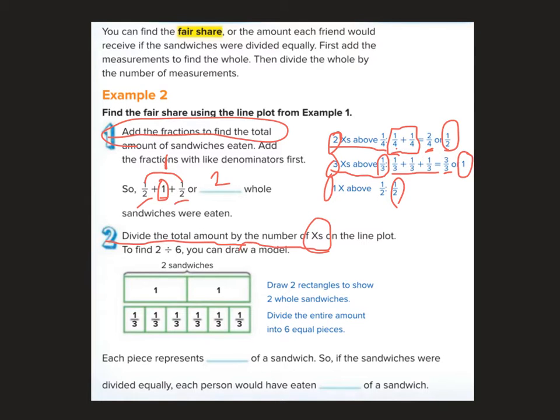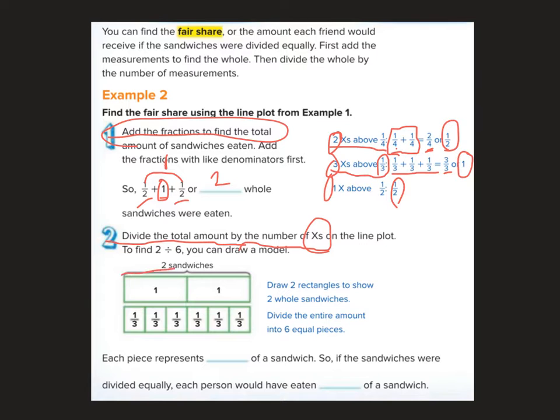So how would we be able to split it so that they would each get the same amount? That is what fair share means, right? If I have 2 foot-long Subway sandwiches sitting in front of us, and I have 6 friends I have to divide it amongst, how much will each friend get if I give them equally?